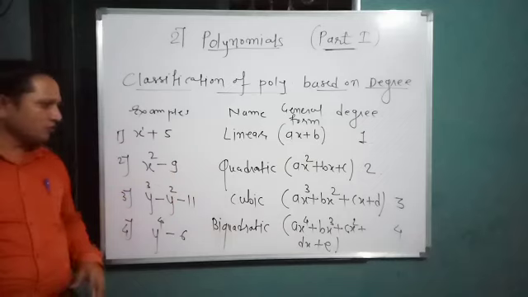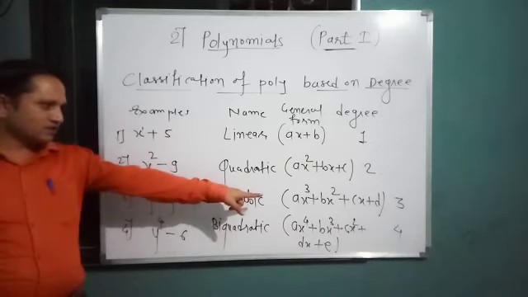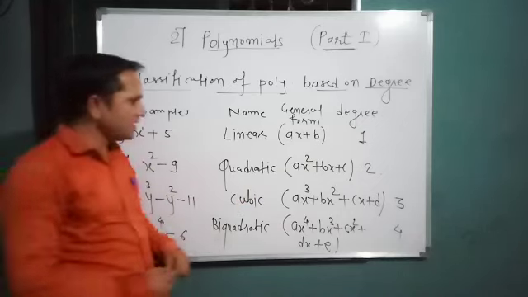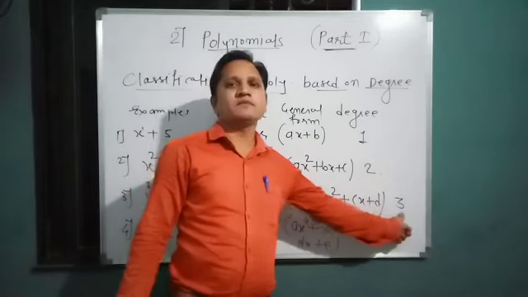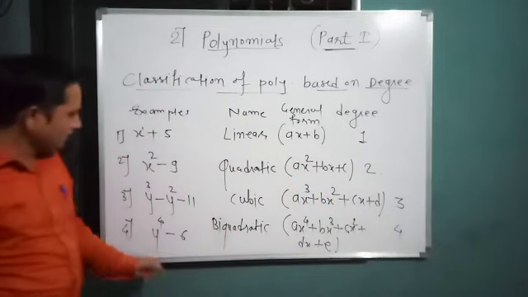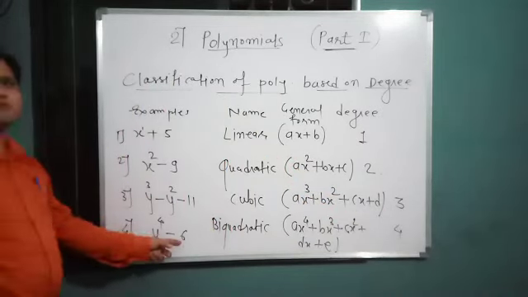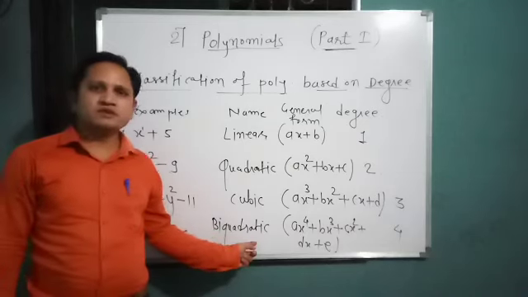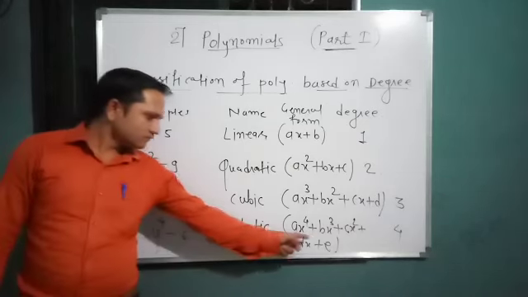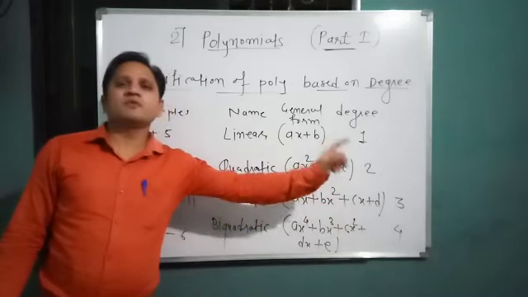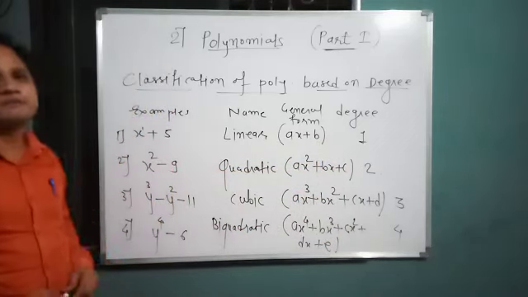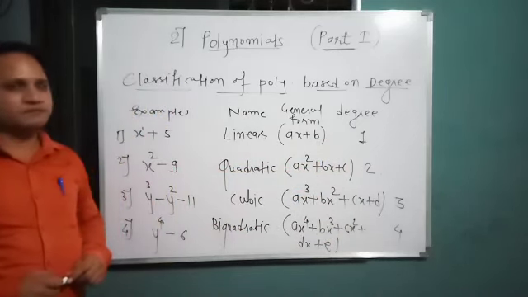So this is called cubic polynomial, and that is the general form ax cube plus bx square plus cx plus d, highest power 3. Degree 4, the name is biquadratic. This is the general form, degree 4. All these things are given in your textbook.